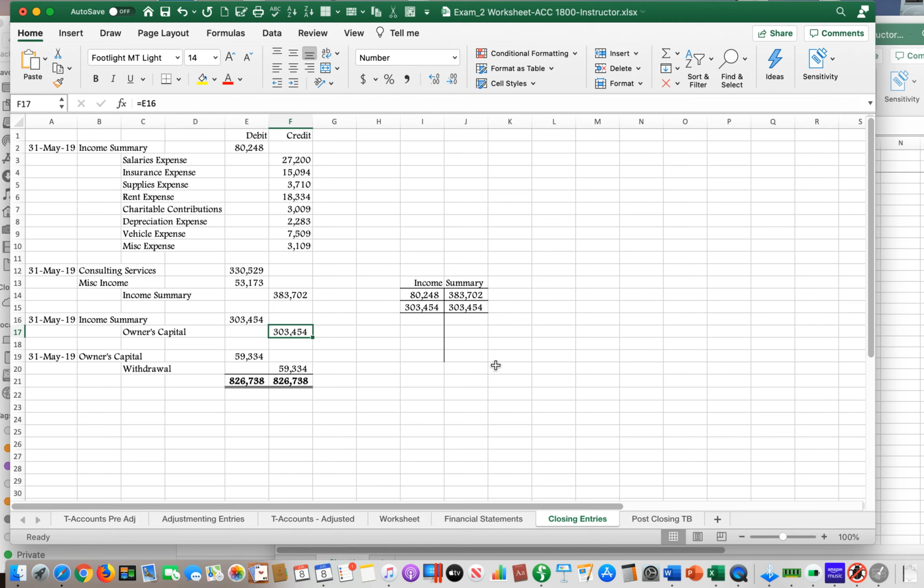By the way, if it were a loss, then the debit side would have been larger than the credit side, right? And you would have had to then debit owner's capital and credit income summary. Think about that, folks. If it were a loss, you'd be doing the opposite. You would be debiting owner's capital and crediting income summary, because income summary would have what? A debit balance.